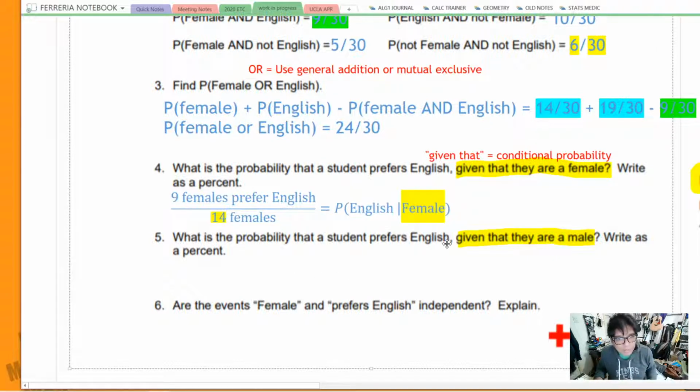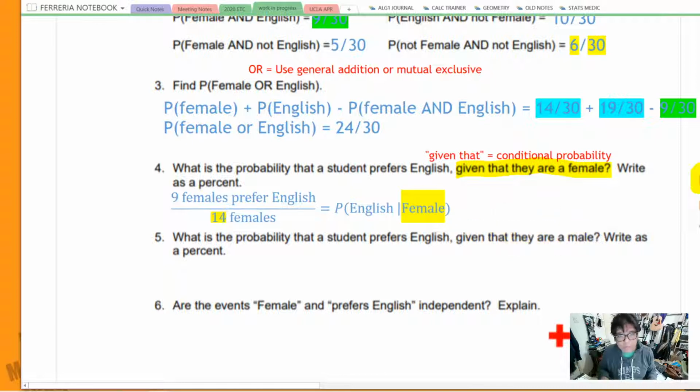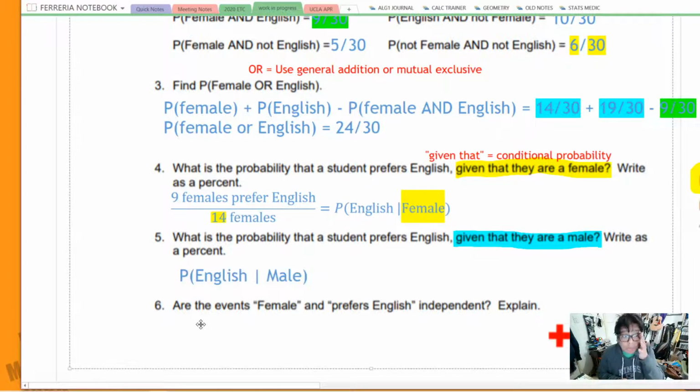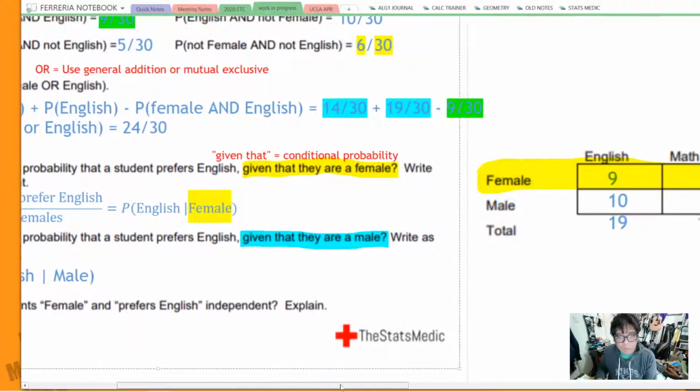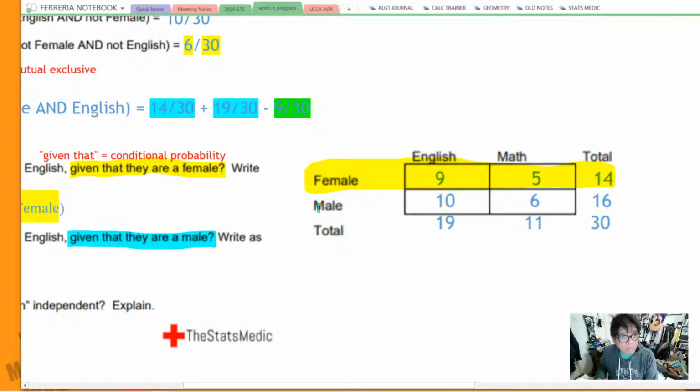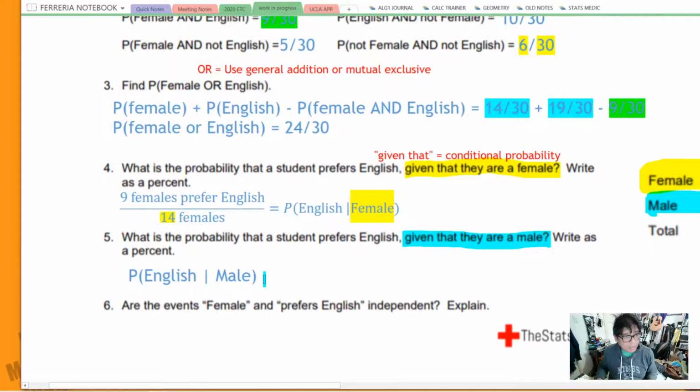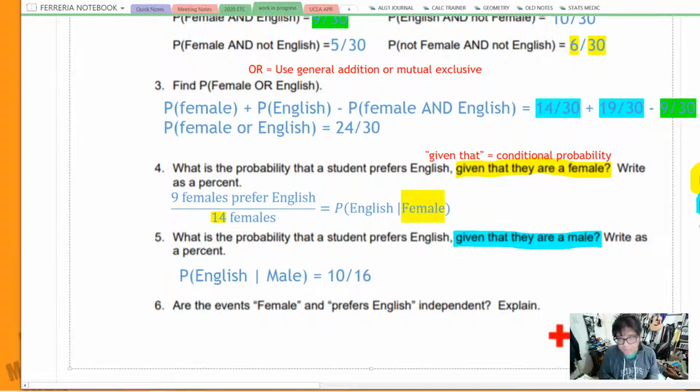So now that we have that one, let's take a look at this next one for the males. Let's see if we can do this one. I'll color code this one blue so we don't mix it up with the females. So given that they're males, the way to correctly write that is the probability that someone prefers English given that they are a male. We can take a look at the male line now, only the male line, and see how many English people we have on the male line. And that is 10 out of the 16 males in the sample. So coming back over here, this is just going to be 10 out of 16.